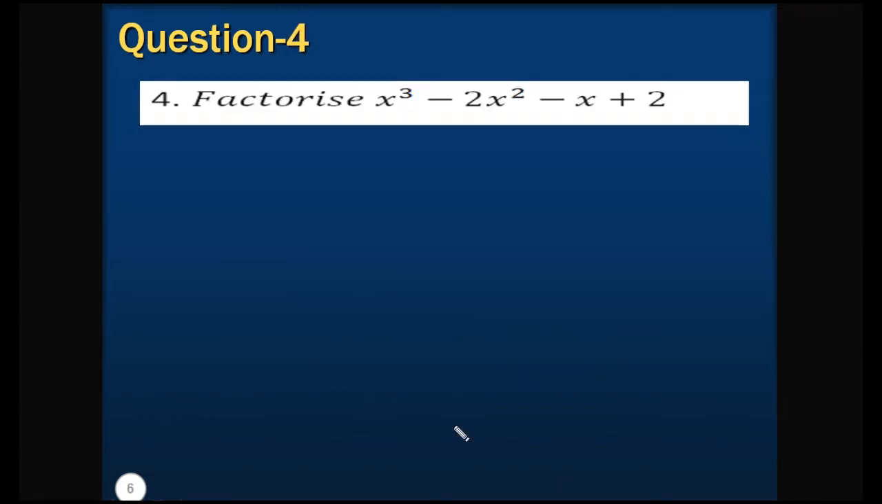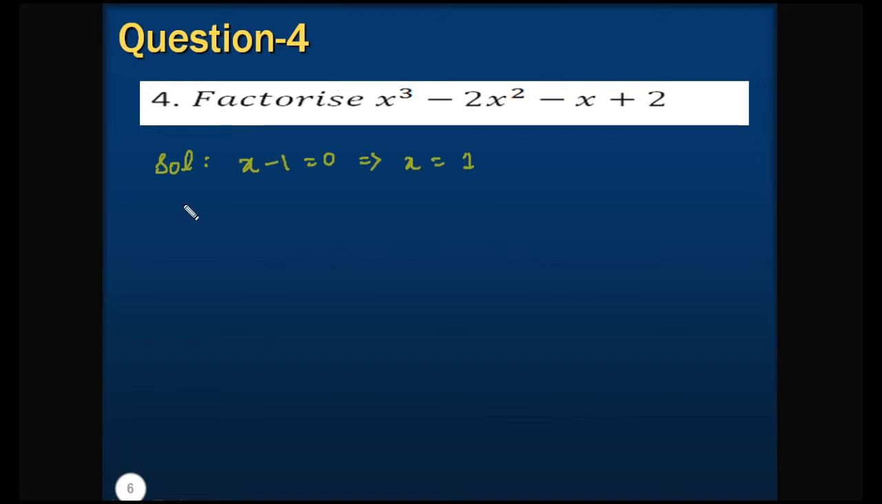Let us solve question number 4, which is a cubic polynomial. Factorize x cube minus 2x square minus x plus 2. Let us first find one factor by using the trial and error method. So let us try with x minus 1 is equal to 0, which implies x is equal to 1, right?